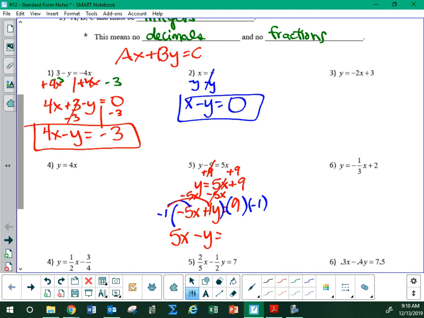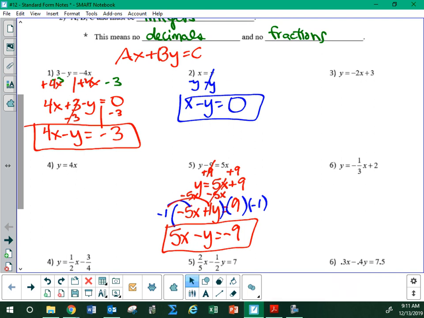And what's positive 9 times negative 1? Negative 9. Notice all that did was switch your signs. Instead of negative, it's now positive. Instead of positive, now negative. So all that does is just switch all your signs around. Now it's positive x. We have our y and equals negative 9.